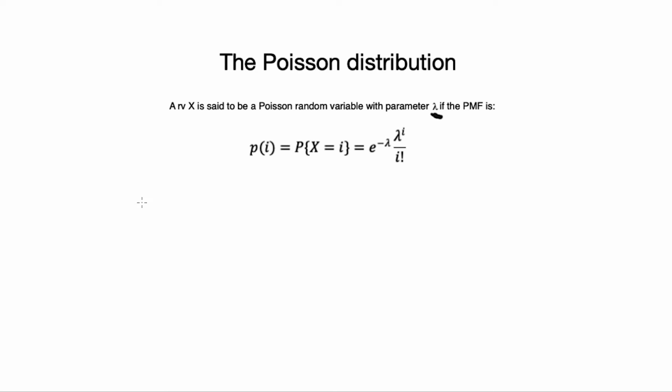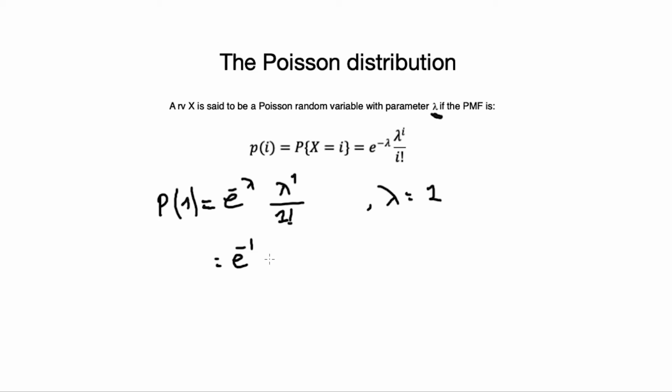For example, if we have a book and we want to compute the probability that it has just one error, it will equal e to the minus lambda times lambda power 1 over 1 factorial. If lambda is given as lambda equals 1, for example, then P of 1 is e to the minus 1 times 1, so it is e to the minus 1.